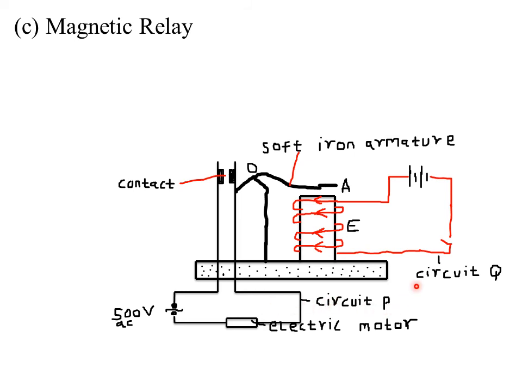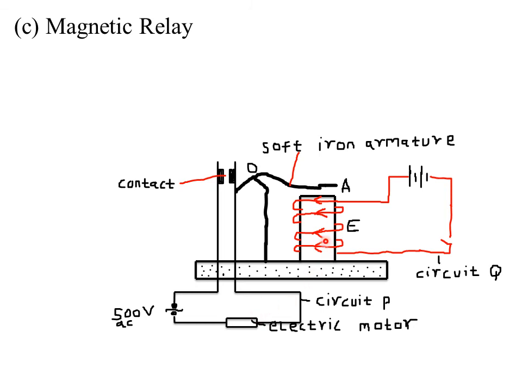Now when we open circuit Q, or when we break the flow of current in Q, the magnetism of E dies off, and therefore A is returned back upwards. When A is returned back upwards, this contact is again broken, and therefore current is not flowing through circuit P. So a magnetic relay is used to control the functioning of another circuit without directly connecting the two together.